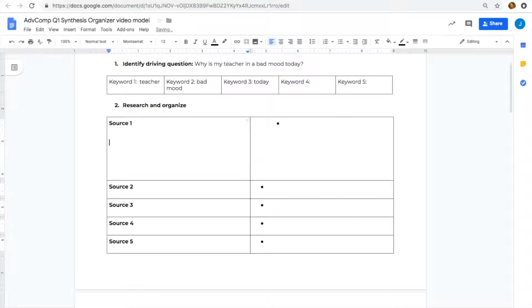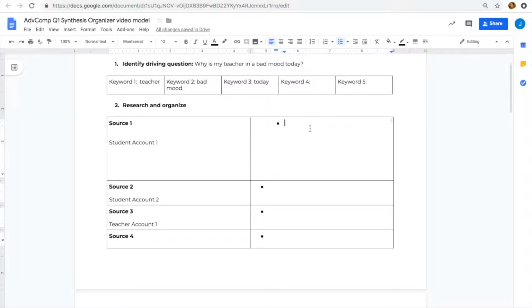So I'm going to go ahead and label these student account 1, student account 2, and then I'm going to throw in a teacher account. You will need to have 5 sources for this paper. I am just going to model at a lower level for simplicity's sake. So let's say that you're researching and these different accounts are essentially the different articles that you're finding online.